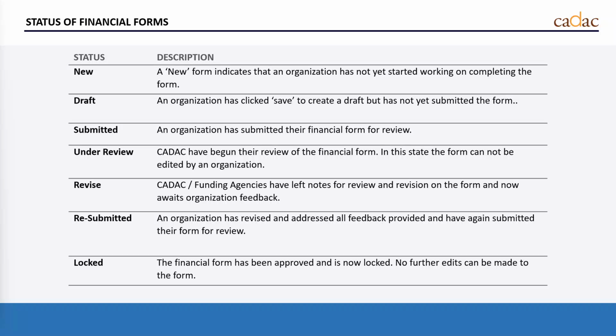So, status of financial forms, you have quite a bit of them. A new form is a new document that you just started for a new year. A draft is a form that you have started putting data in and you're not done, so you just save it and it turns into a draft. Submitted means an organization has submitted the financial form for review. You were done with your draft, it was ready to go, you clicked on submit, so the form becomes now in the submitted status.